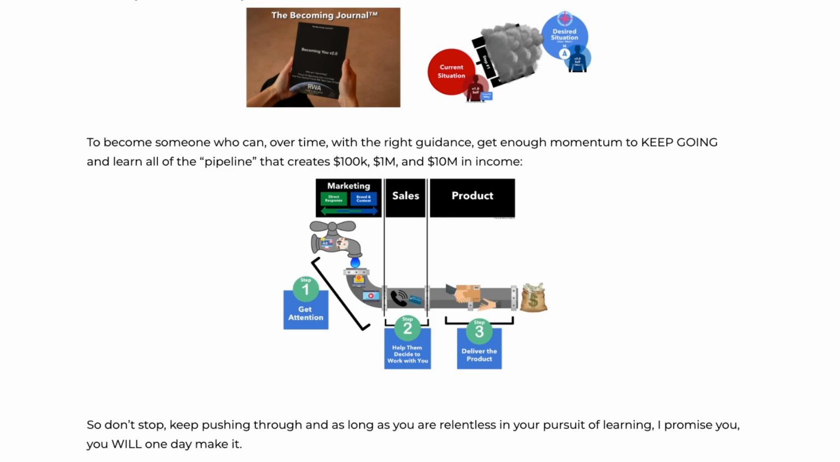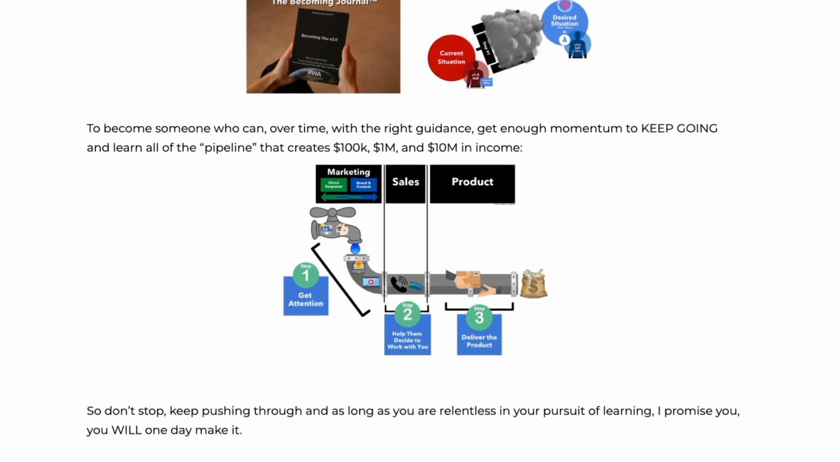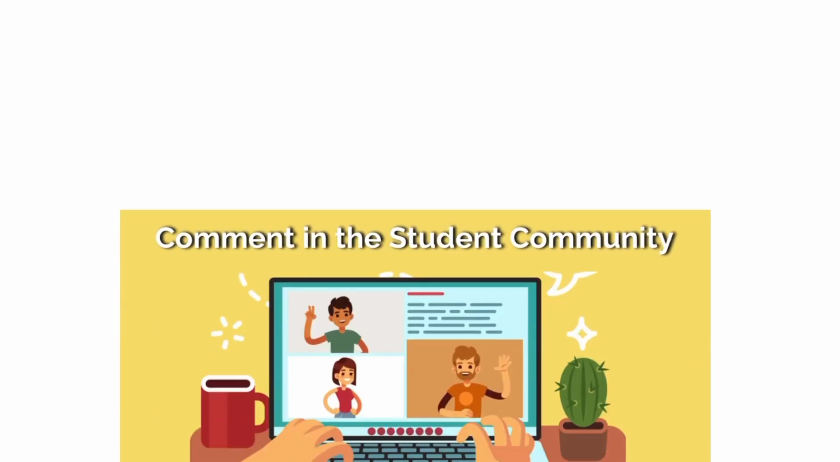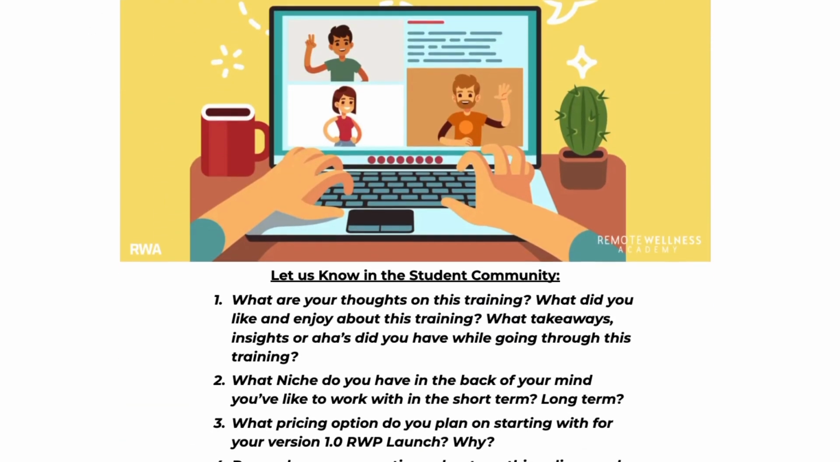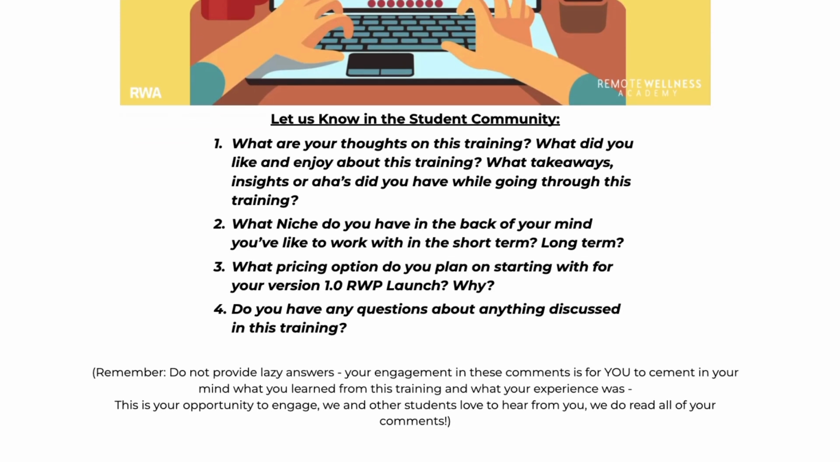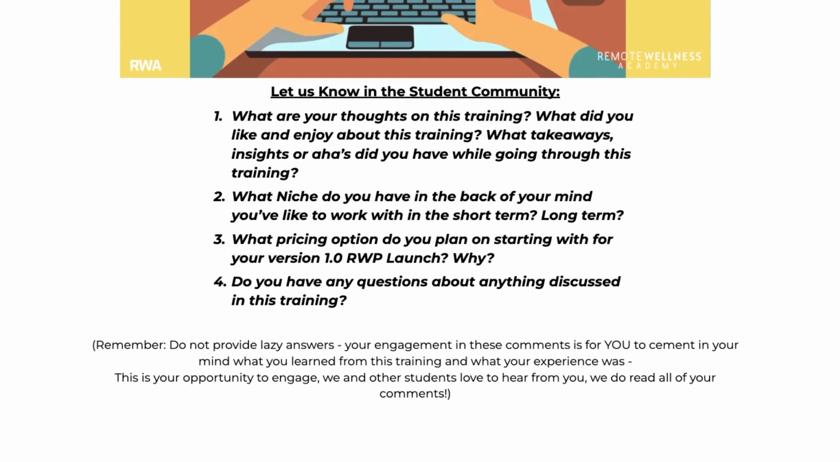And so as we close out this training, I'm going to go ahead and talk to you about your engagement questions, and then we're going to talk about your action steps as well. But regardless, you always want to keep what we've talked about inside of this training in your mind because it's so absolutely critical. So let's go ahead and talk about your engagement questions for this specific training. There are going to be 4 of them. Number 1, what are your thoughts on this training? What did you like and enjoy about this training? Takeaways, ahas, all that kind of stuff, right? You can let us know about that.